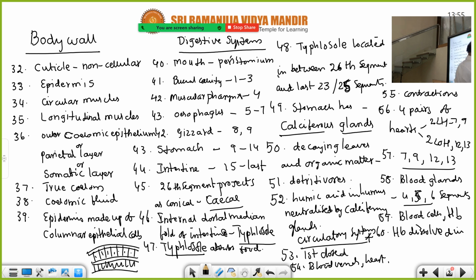Put a star mark at the 60th point. Hemoglobin dissolved in plasma. And the blood cells are phagocytes. The blood cells are phagocytic in function. They kill the harmful bacteria. They are phagocytic in function. And this is about half of the earthworm completed. Tomorrow the remaining half can be completed. Okay?